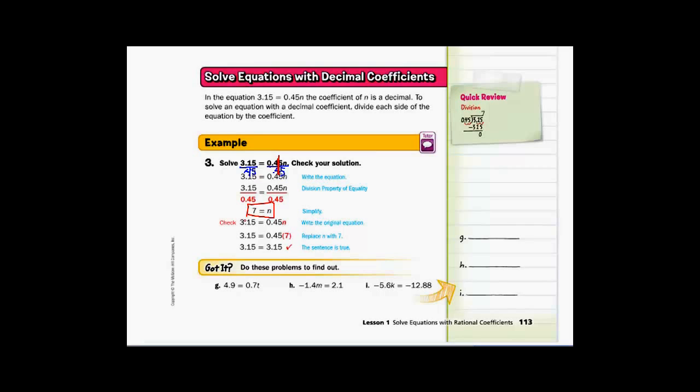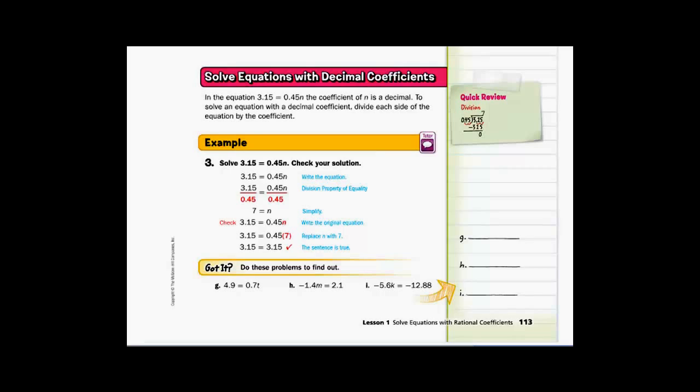And again, check it. You should be able to say 3.15 equals 0.45 times n. So if I say n is 7, I put in a 7 right there. And on my calculator, I could even check it and say 0.45 times 7. It should be 3.15, if it is correct. All right, I want you to pause it and try G, H, and I.